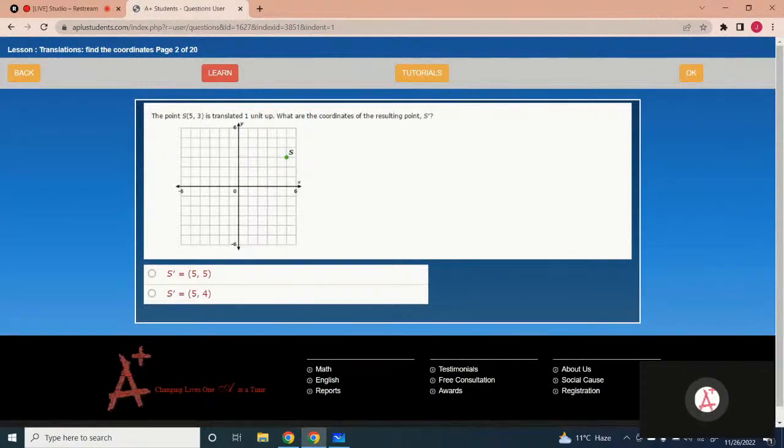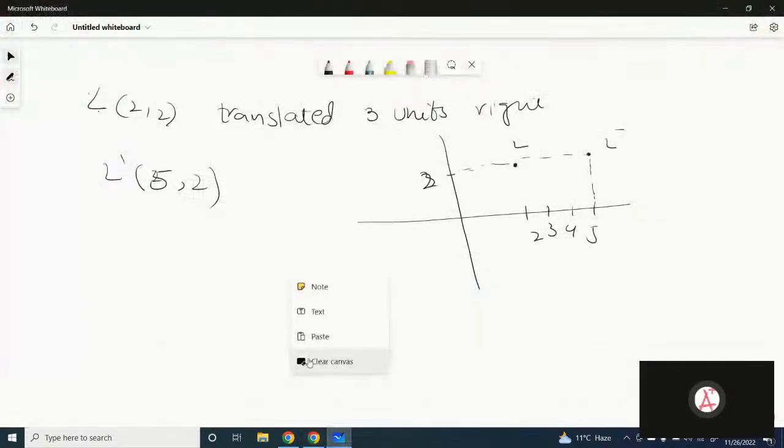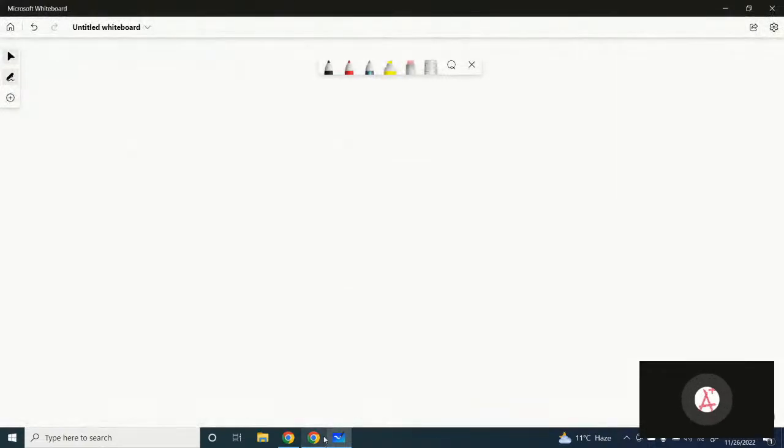Okay, the next one is the point 5, 3 is translated 1 unit up. Whenever it is translated 1 unit up, that means you have to change the y value, and for up you have to add. Got it? This is 5, this is 3. Here is the point 5 and 3. 1 unit up means you have to move from here to here, it would be 4.